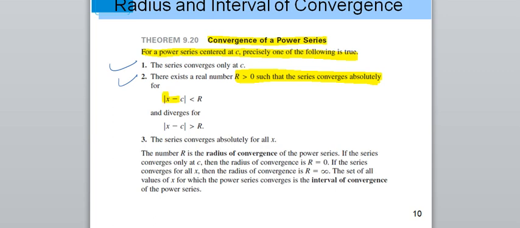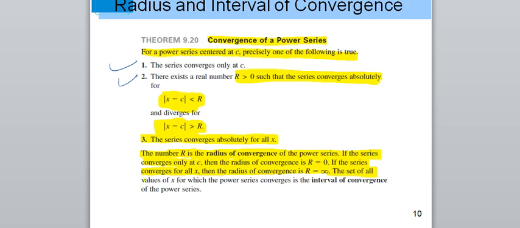Okay, how? Mod of x minus c is less than R. Mod of x minus c is greater than R. Next, the third point is the series converges absolutely for all x. The number R is the radius of convergence of the power series. If the series converges only at c, then the radius of convergence is equal to 0. If the series converges for all x, then the radius of convergence is equal to infinity.